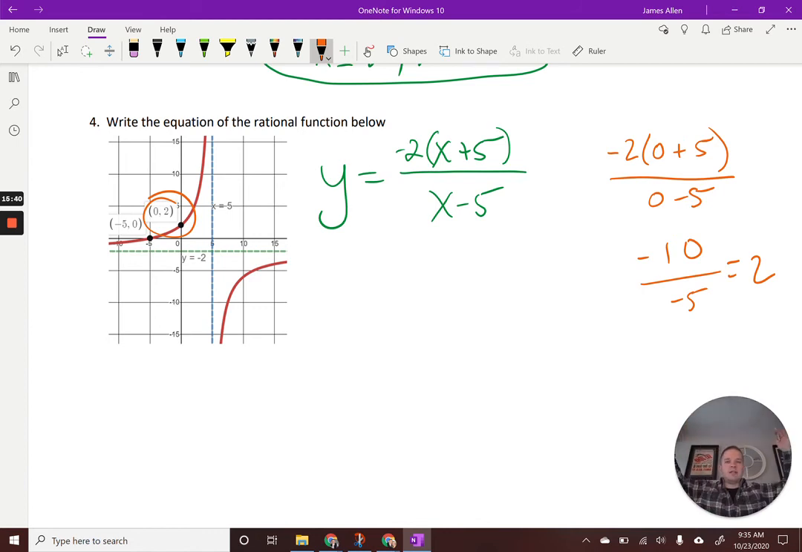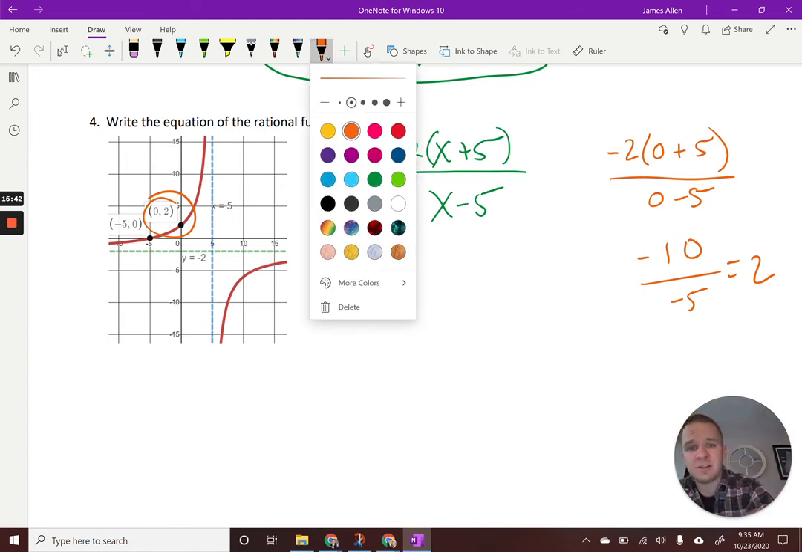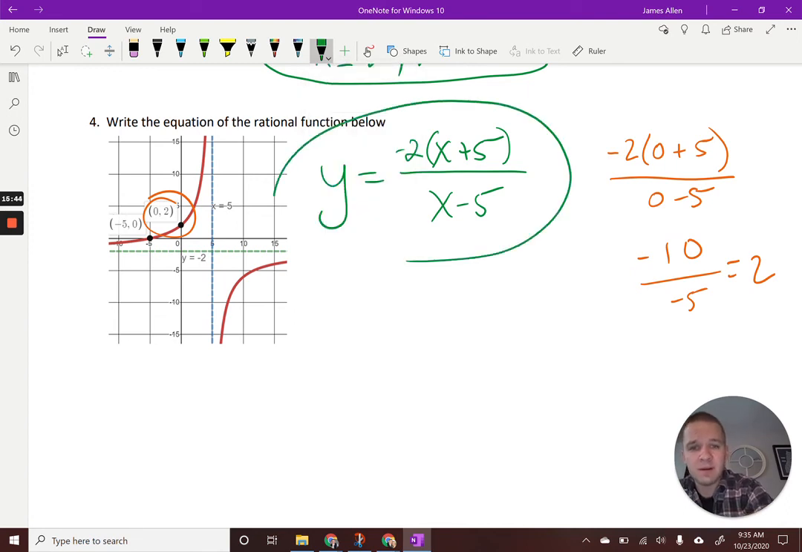Woo woo! I did it. And you did it too. Be proud of yourselves. There is my rational equation for that graph right there.